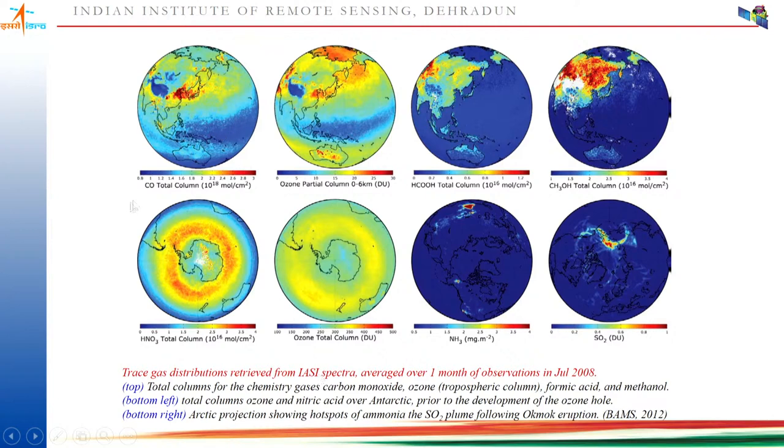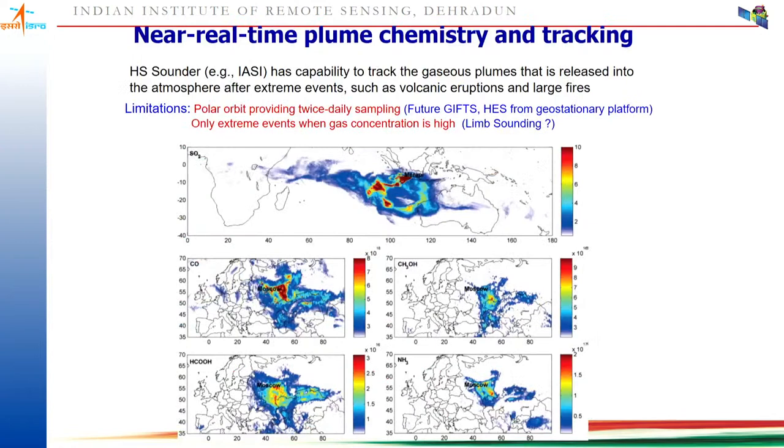The sounder gives the total columnar concentration of carbon monoxide, ozone. Then we have formic acid, methanol, then nitric acid, ozone, ammonia, SO2, and so on. So there are numerous gases which can be estimated from the infrared sounders.